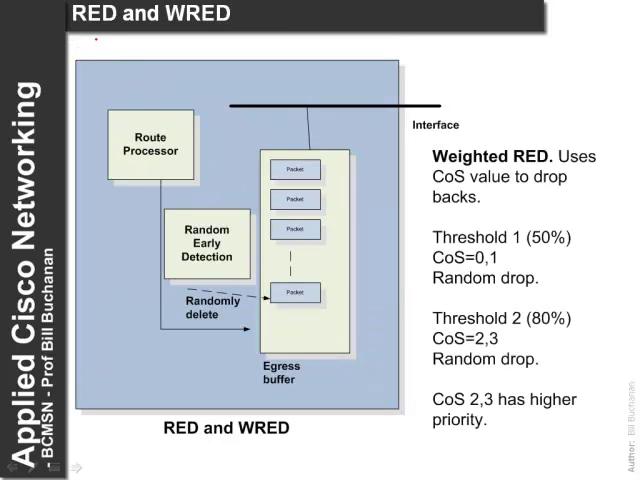We can have a random early detect and a weighted random early detect. With this, there is some early detection that the buffer is going to overflow, and then data packets are randomly deleted from it. With a weighted one, there is some priority given to the data packets, so that lower priority ones are dropped first.